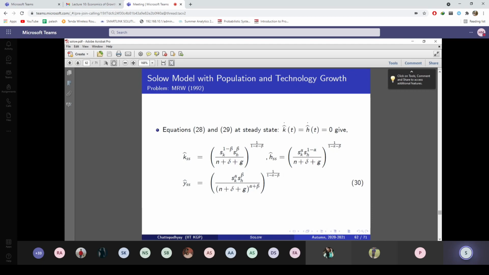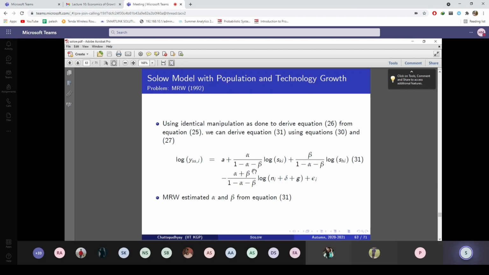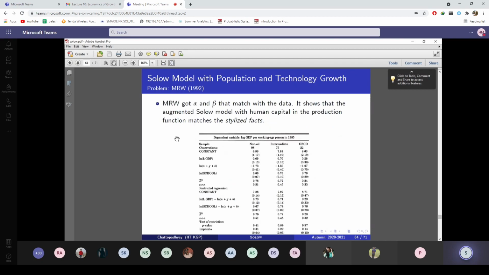Next part, estimating alpha and beta. They have estimated alpha and beta by estimating this simple equation, and what they got, these two factors, alpha and beta, are very close to the data.